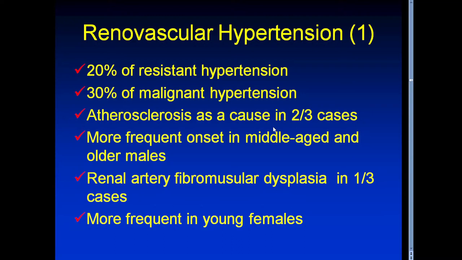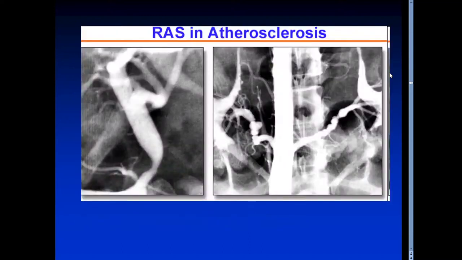More frequent onset in middle-aged and older males. Renal artery fibromuscular dysplasia in 1/3 of cases. More frequent in young females. We can see dilated renal artery and then stenosis. In this case, we can see signs of fibromuscular dysplasia.